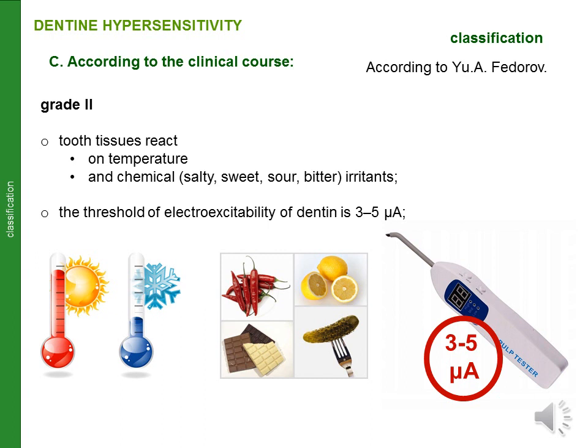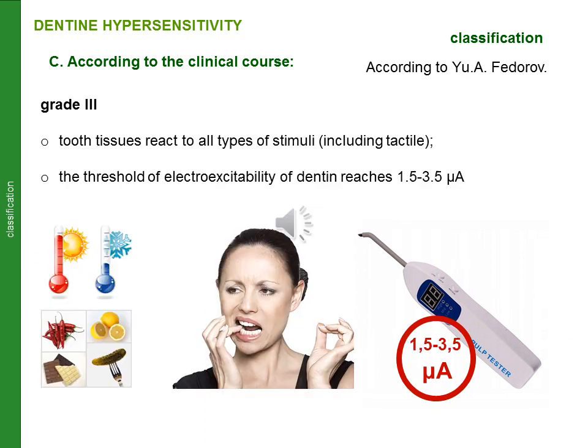Grade 2. Tooth tissue reacts to temperature and chemical irritants: salty, sweet, sour, bitter. The threshold of electroexcitability of dentin is from 3 to 5 microamperes. Grade 3. Tooth tissue reacts to all types of stimuli, including tactile. The threshold of electroexcitability of dentin is from 1.5 to 3.5 microamperes.